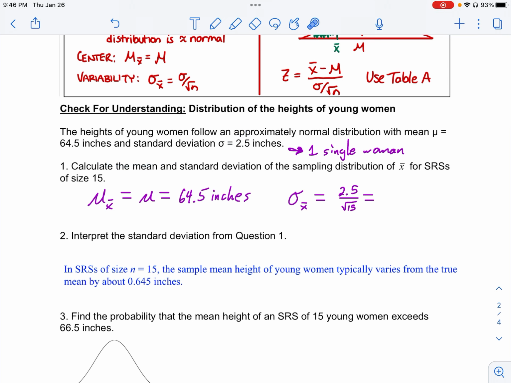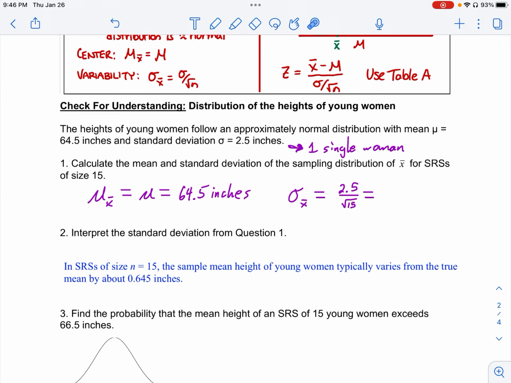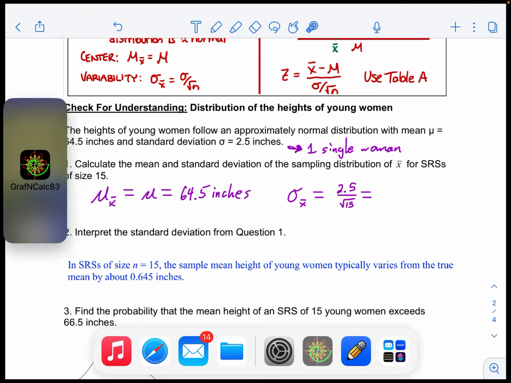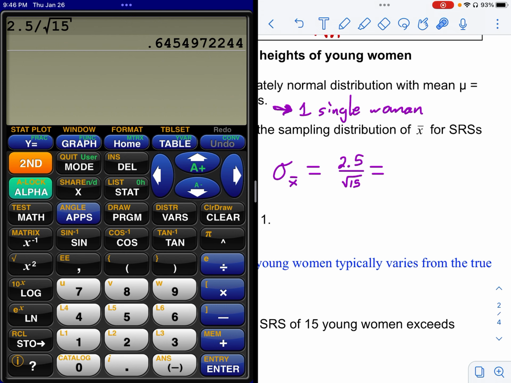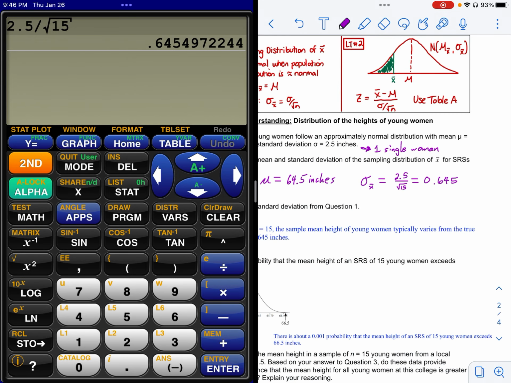So if we increase our sample from 1 to 15, what's happening is, oops, that's not where the arrow goes. What's happening is our sigma is getting smaller because we're increasing our sample size. So we're dividing by the square root of n. So we take the 2.5 and we divide by the square root of 15. 2.5 divided by root 15 is 0.645. All right.